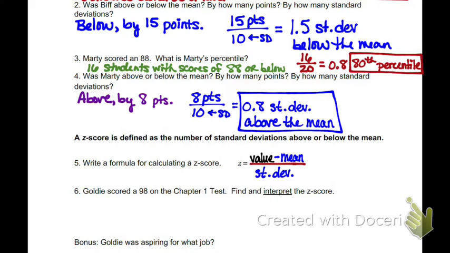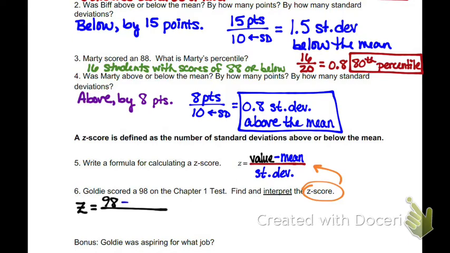Let's look at number 6, and then I want to go back and add a couple notes to things that we did earlier. Goldie scored a 98 on the Chapter 1 test. We want to find and interpret this z-score. So how do I find the z-score again? You take the value minus the mean divided by the standard deviation. Yes, value minus mean divided by the standard deviation. What is the value for Goldie's test? 98.